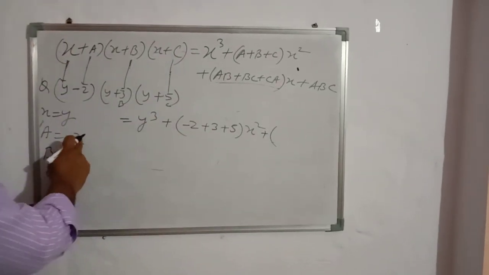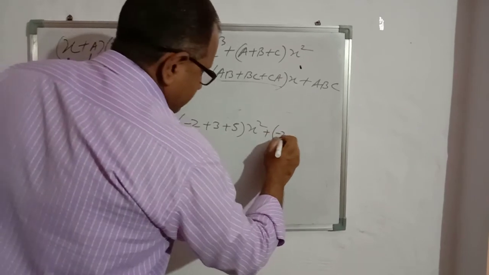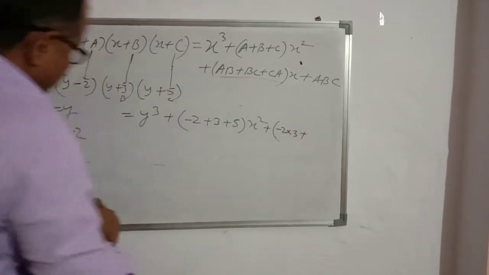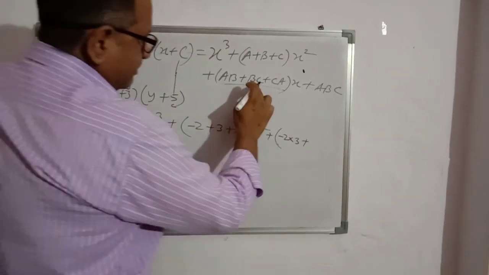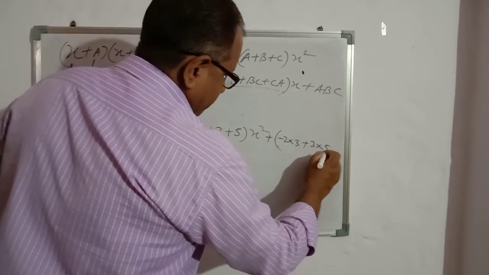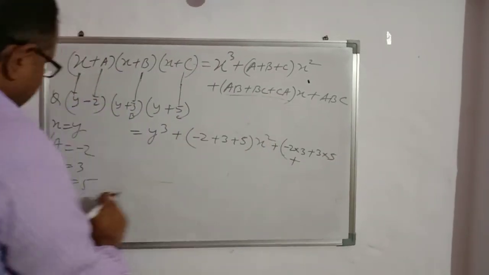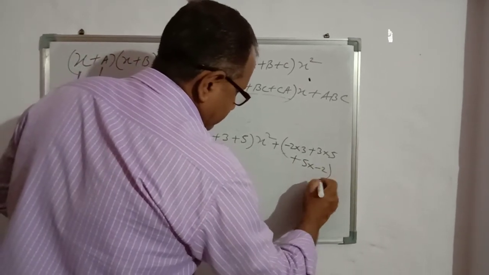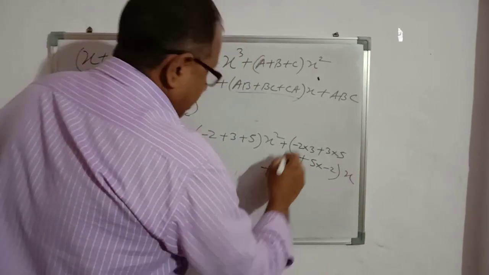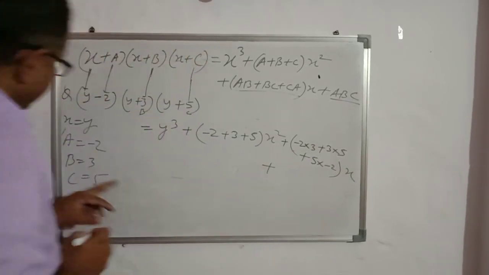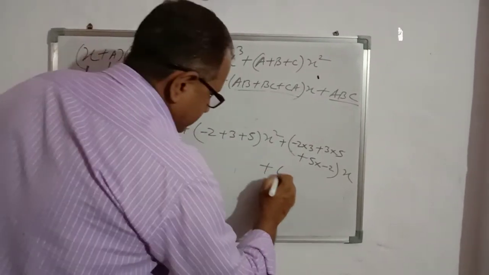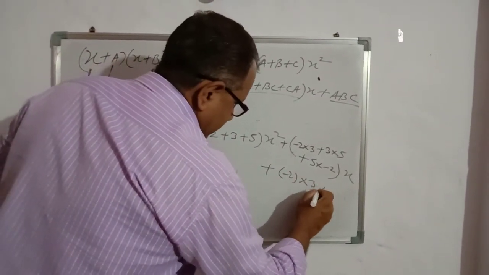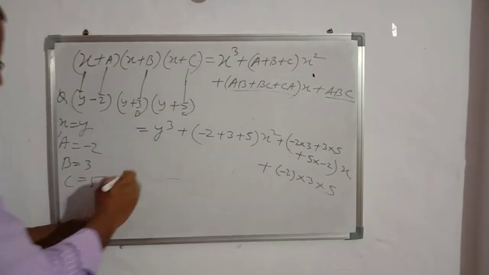AB. AB means minus 2 into 3, plus BC, 3 into 5, plus CA, 5 into minus 2, into y. And the last term ABC. So A is minus 2, B is 3, and C is 5.